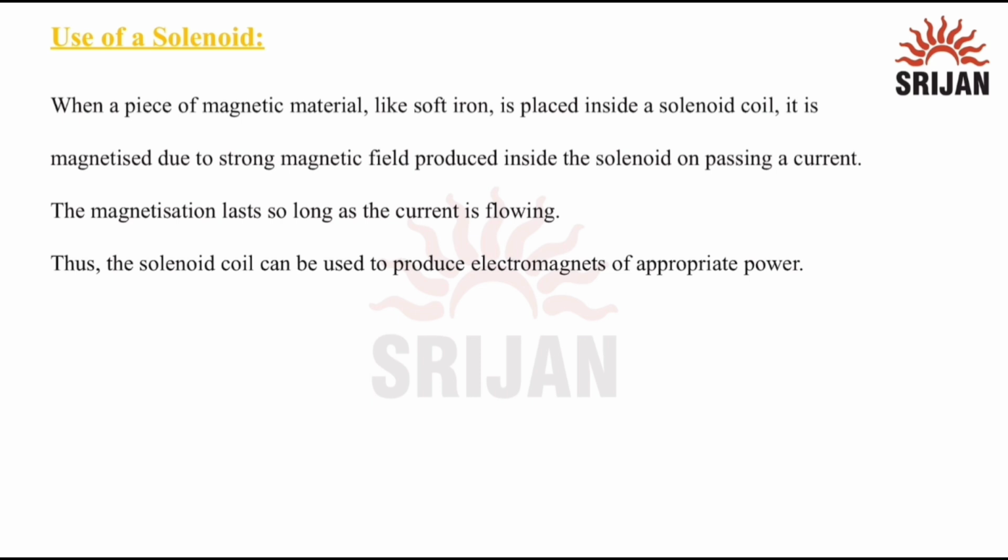When a piece of magnetic material like soft iron is placed inside a solenoid coil, it is magnetized due to the strong magnetic field produced inside the solenoid on passing a current. The magnetization lasts so long as the current is flowing. Thus, the solenoid coil can be used to produce electromagnets of appropriate power.